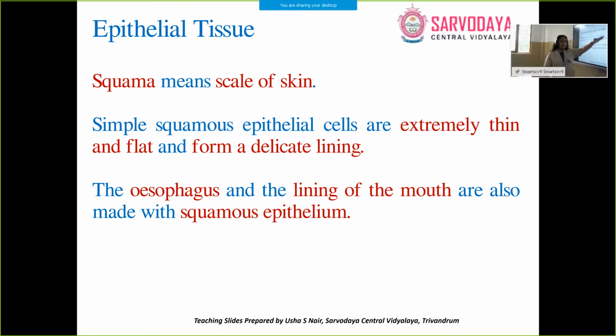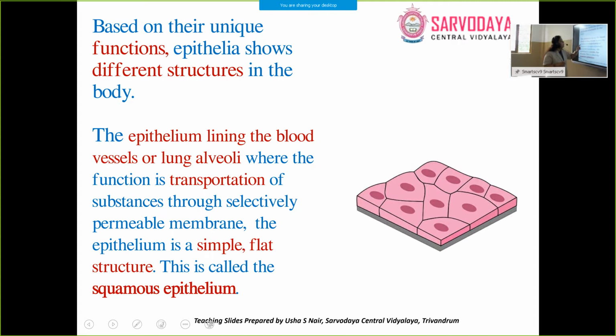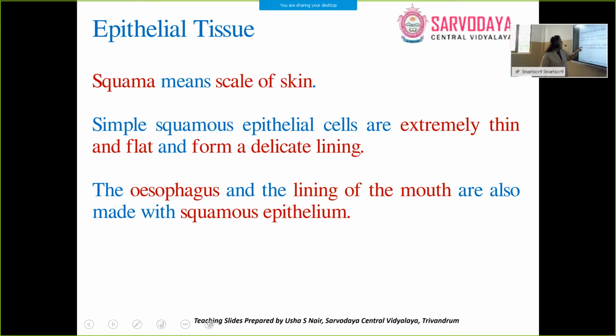Here simple squamous epithelium cells are thin and flat and they form a delicate lining. As well as the esophagus, they are there. The simple squamous is found in the esophagus, and the lining of the mouth is also made with squamous epithelium. So the examples of squamous epithelium are the lining of the blood vessels or the lung alveoli, and the esophagus and the lining of the mouth, made with simple squamous epithelium.